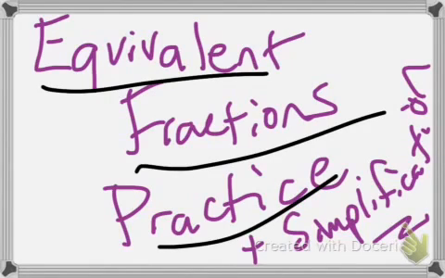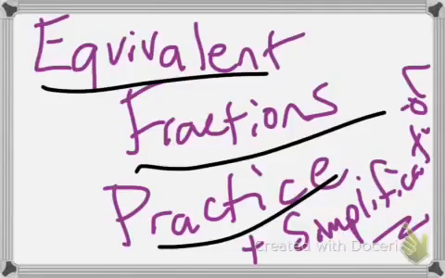Anyways, today I'm going to go over some equivalent fractions and we're going to practice simplification. And all we're going to do is do some problems together for practice. So that's all the homework is. There's nothing new. This is off of a video you've already watched.